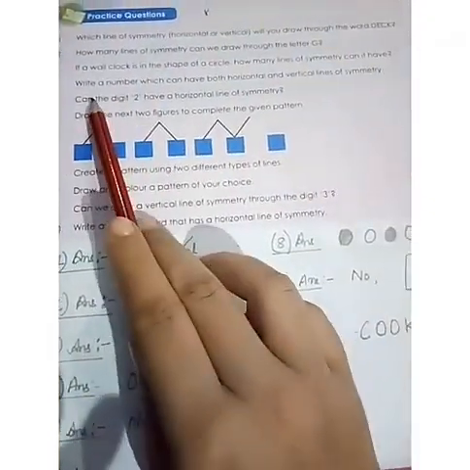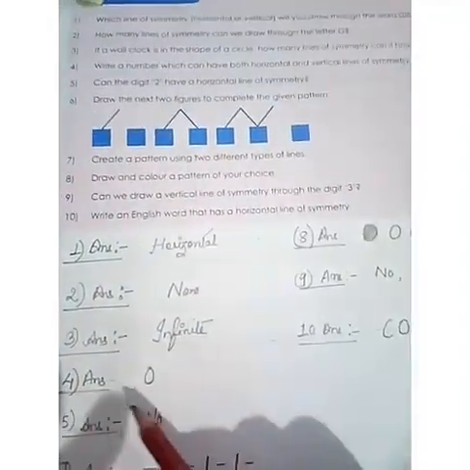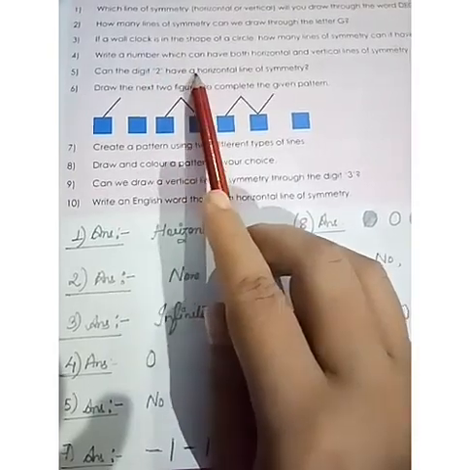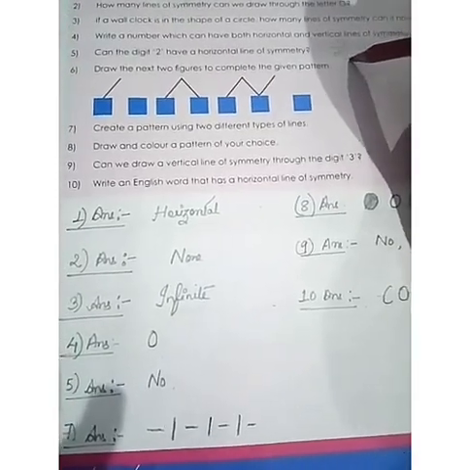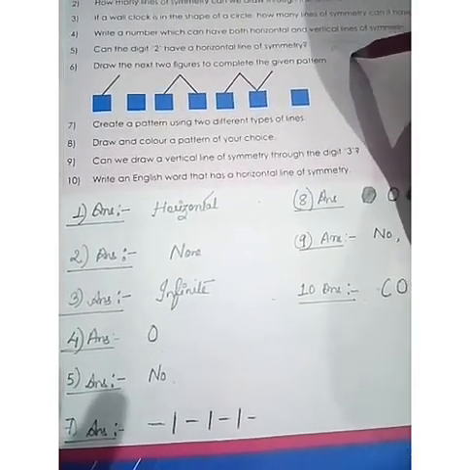Write a number which can have both horizontal and vertical lines of symmetry. We know the number 0 has both horizontal and vertical lines of symmetry. Can the digit 2 have a horizontal line of symmetry? You can check for yourself. I have taken 2 here and drawn the horizontal line of symmetry. Now the top and the bottom parts are not equal, so it doesn't have a horizontal line of symmetry. The number 2 has not got a vertical line of symmetry either.